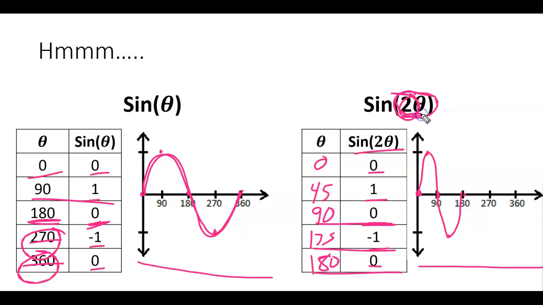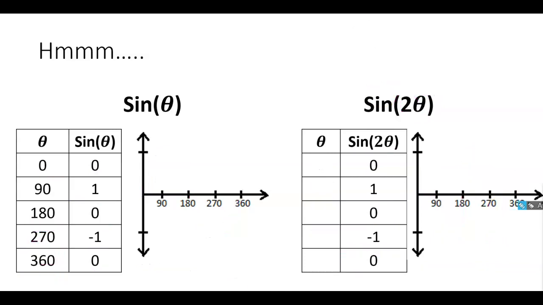But now, because of that 2, after 180, it's going to repeat. Okay, so on and so forth. So we have one conclusion so far. When there's a number in front, it's either going to stretch or compress our sine wave by that much.